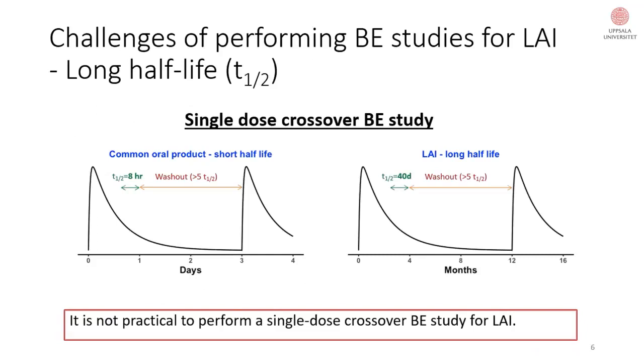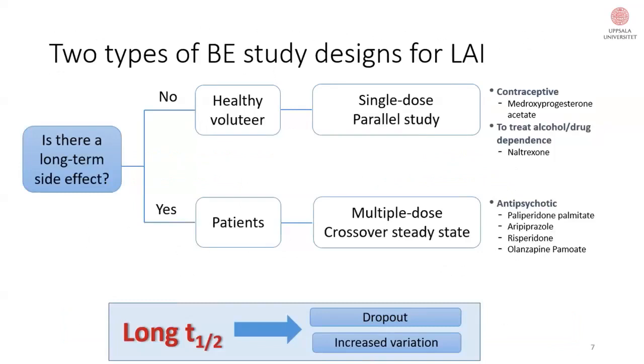Whereas if you have a half-life that's 40 days, then you're going to have to wait a much longer time for washout. So the study might last months, 16 months instead of 4 days in this simple example. So it's oftentimes not practical to perform a single-dose crossover bioequivalence study for long-acting injectables. So because of that, if you have the possibility of running a single-dose study, then you'll typically run a single-dose parallel study. Here's some examples where that might be the case.